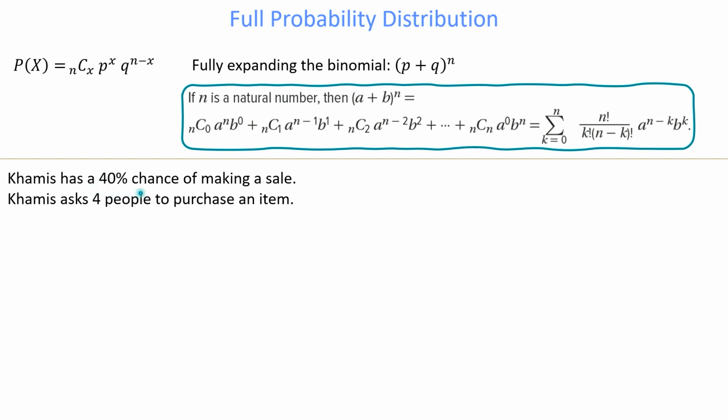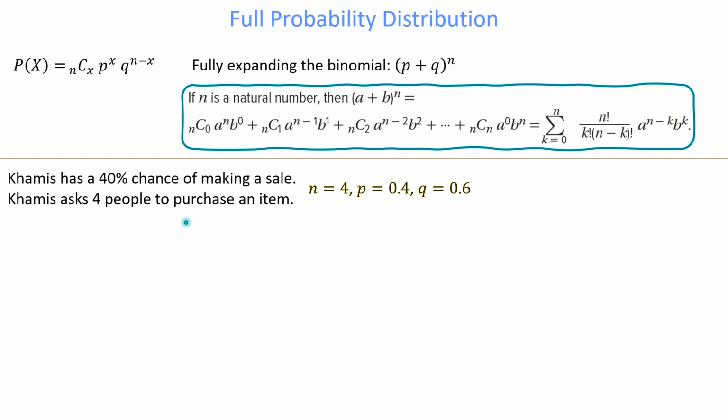Hamis has a 40% chance of making a sale. Hamis asks 4 people to purchase an item. Okay, we want the full probability distribution of this. So we want the values of p, q and n. So we can see n equals 4 because he asks 4 people. P equals 0.4 because there's a 40% chance of making a sale. And q, which is the probability of failure, is equal to 0.6. So we'll do 1 minus 0.4 to give us 0.6.